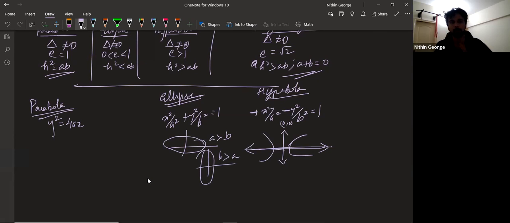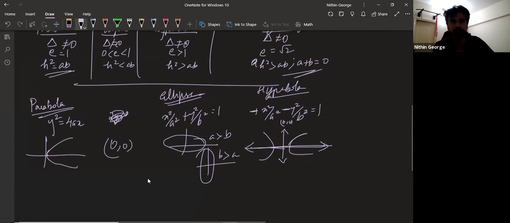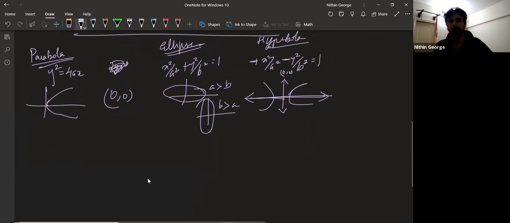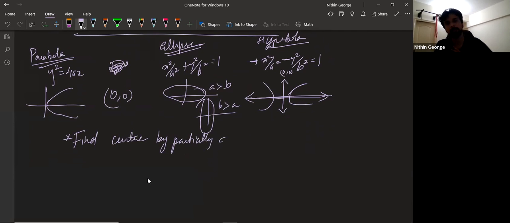Okay. Now, you have a parabola here. Y equal to 0. Okay. So here, parabola will look like this. Okay. The center for all of these is 0, 0. How do you find the center? Guys, how do you find the center? You can partially differentiate the equation. Okay. So write that note there. Find center by partially differentiating with respect to x and y. Got that?